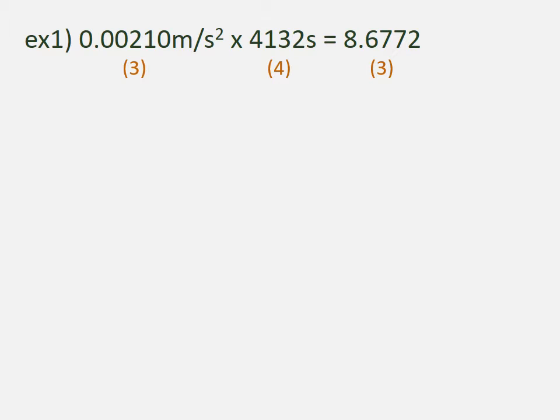So the 8.67 is going to be significant. The 7.2 is going to have to go. So I will round off the 7.2, and 8.67 then becomes 8.68.